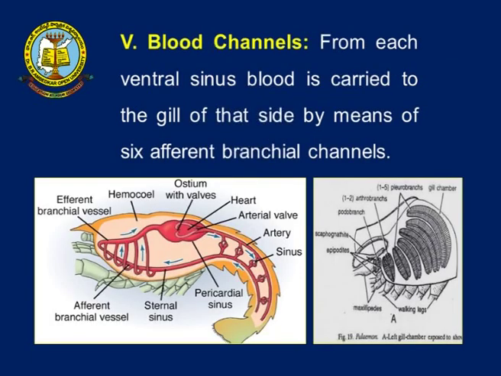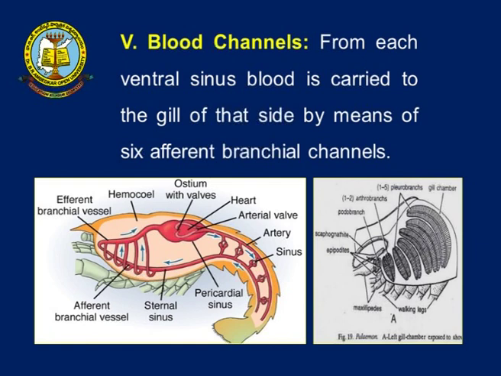Blood channels over there. If you can see in the picture over here, you have the heart, then you have the anterior arteries, the posterior arteries, then you have those blood channels, that is the efferent branchial vessels and the afferent branchial vessels giving the impure blood. So, what exactly is happening over there? From the ventral sinuses, we saw in the earlier picture. So, this is the ventral sinus over there.